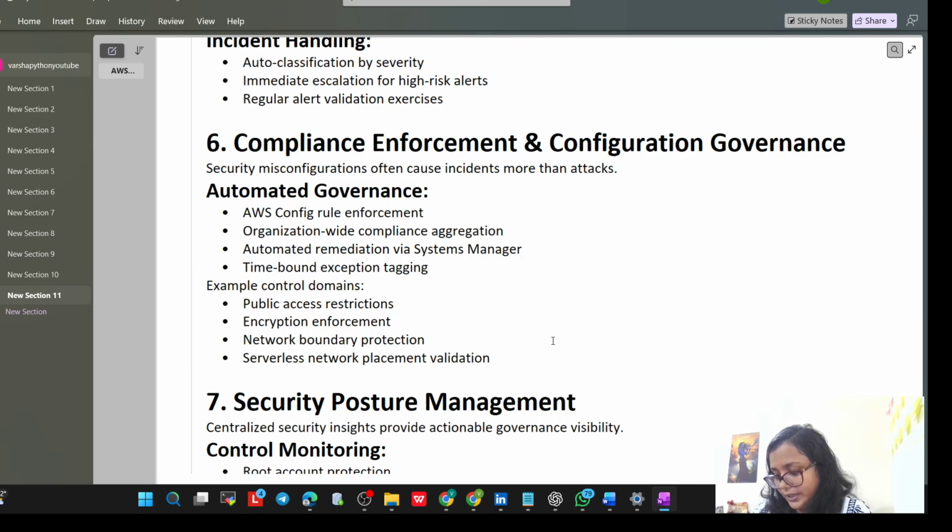So we can say, for example, AWS Config flagged an S3 bucket with public read access. It was accidentally exposed by a developer during testing. So we enabled block public access at account level and added a preventive SCP. So in this way we can secure it.